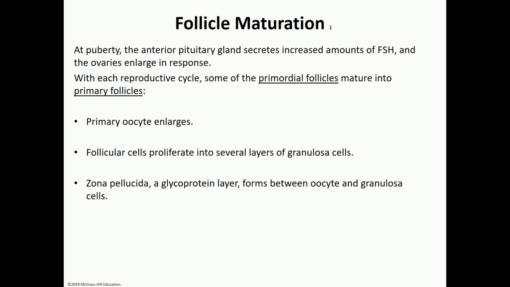And the way this happens is that the primary oocyte increases in size, so there's no division happening. It just increases in size, starts to be surrounded by more and more follicular cells, and we call that granulosa cells or a granulosa layer, and will be surrounded with a glycoprotein layer for protection, and that is known as the zona pellucida, or the pale zone. That pale zone is between this oocyte and these granulosa cells.